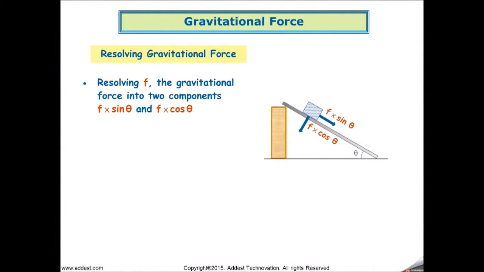Some students who studied physics may feel that this can be easily explained by resolving the gravitational force into two perpendicular components, according to the values of sine and cosine at the angle of concern. The F sine theta component is acting along the inclined plane, thereby causing the block to slide down along the plank.